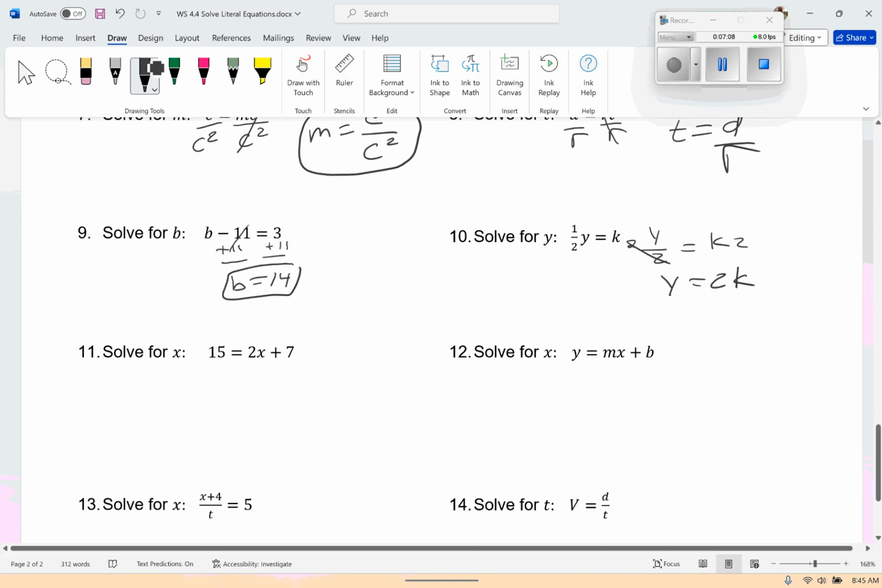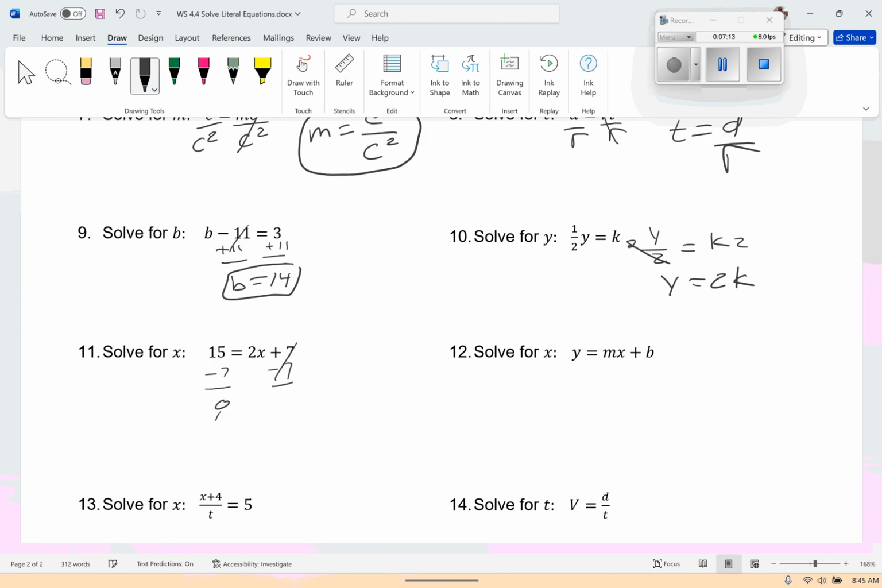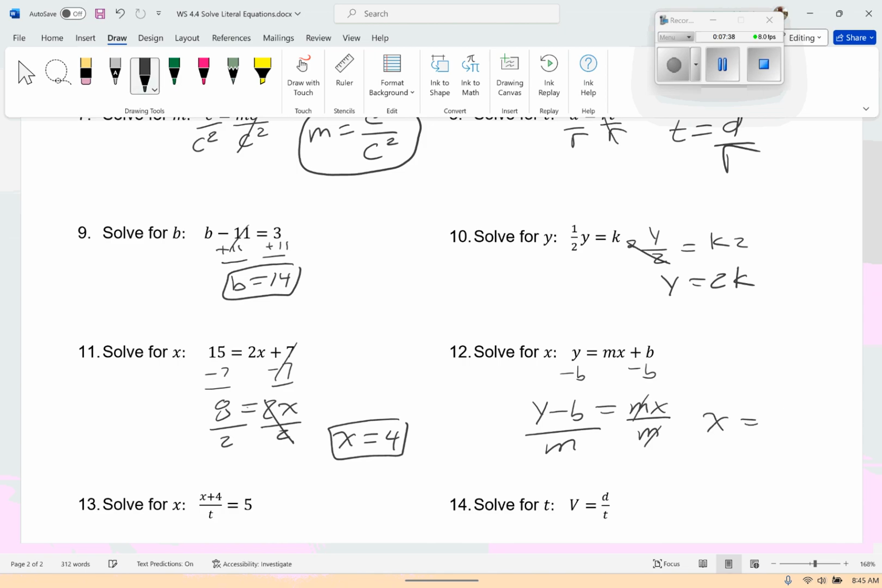Number 11, they want us to solve for x. We've done this before. Subtract 7 from both sides. Those cancel. 15 minus 7 is 8. It's equal to 2x. Divide both sides by 2. Those reduce. And then 8 over 2 reduces to 4. For number 12, we want to solve for x. Well, I'm going to subtract b from both sides. So y minus b equals mx. Divide both sides by m. So x equals y minus b over m.